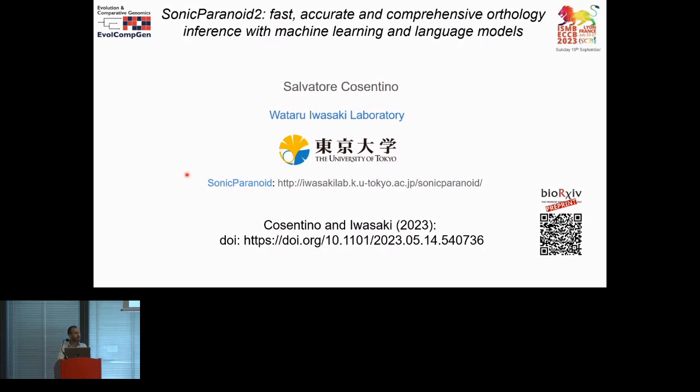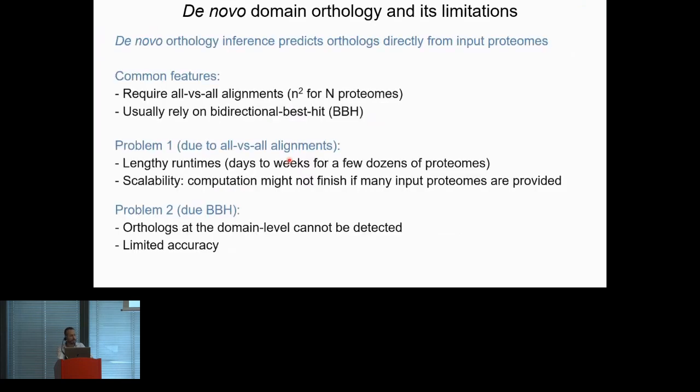I'm Salvatore from the University of Tokyo, in Japan, from the Iwasaki Lab. And today I will talk to you about the development of SonicParanoid. SonicParanoid is a tool for predicting orthologous genes de novo. De novo means it's not a database, and the predictions are done directly on the proteomes that you give in input.